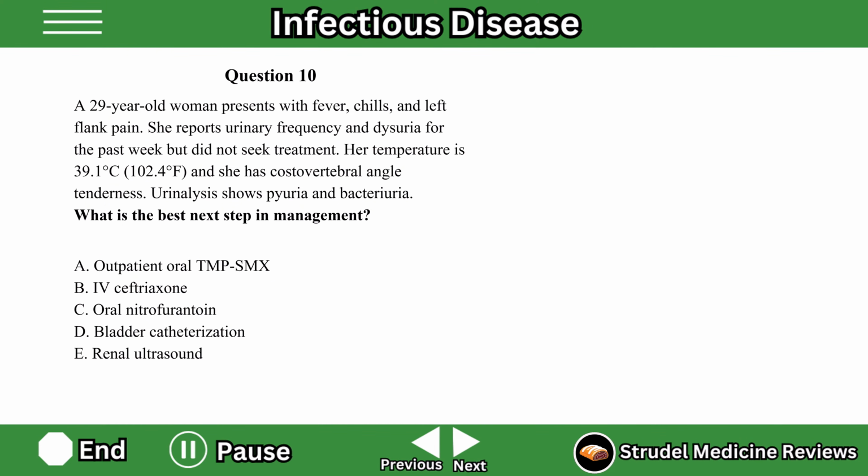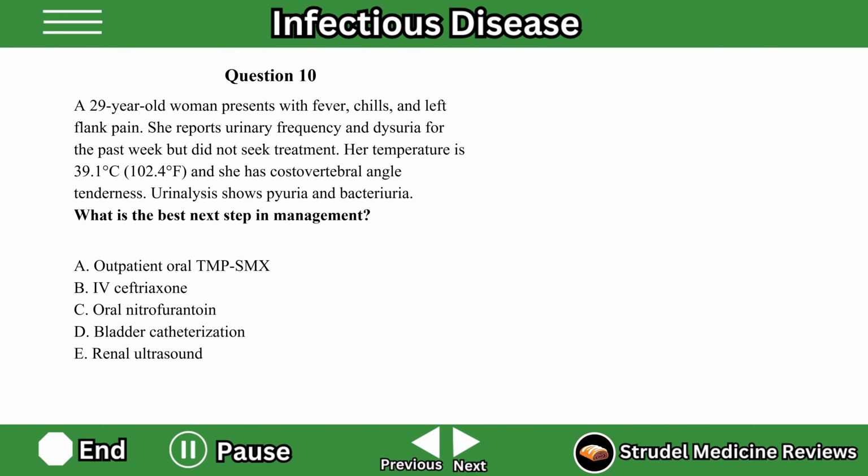A. Outpatient oral Bactrim or TMP sulfa. B. IV ceftriaxone. C. Oral nitrofurantoin. D. Bladder catheterization. Or E. Renal ultrasound.